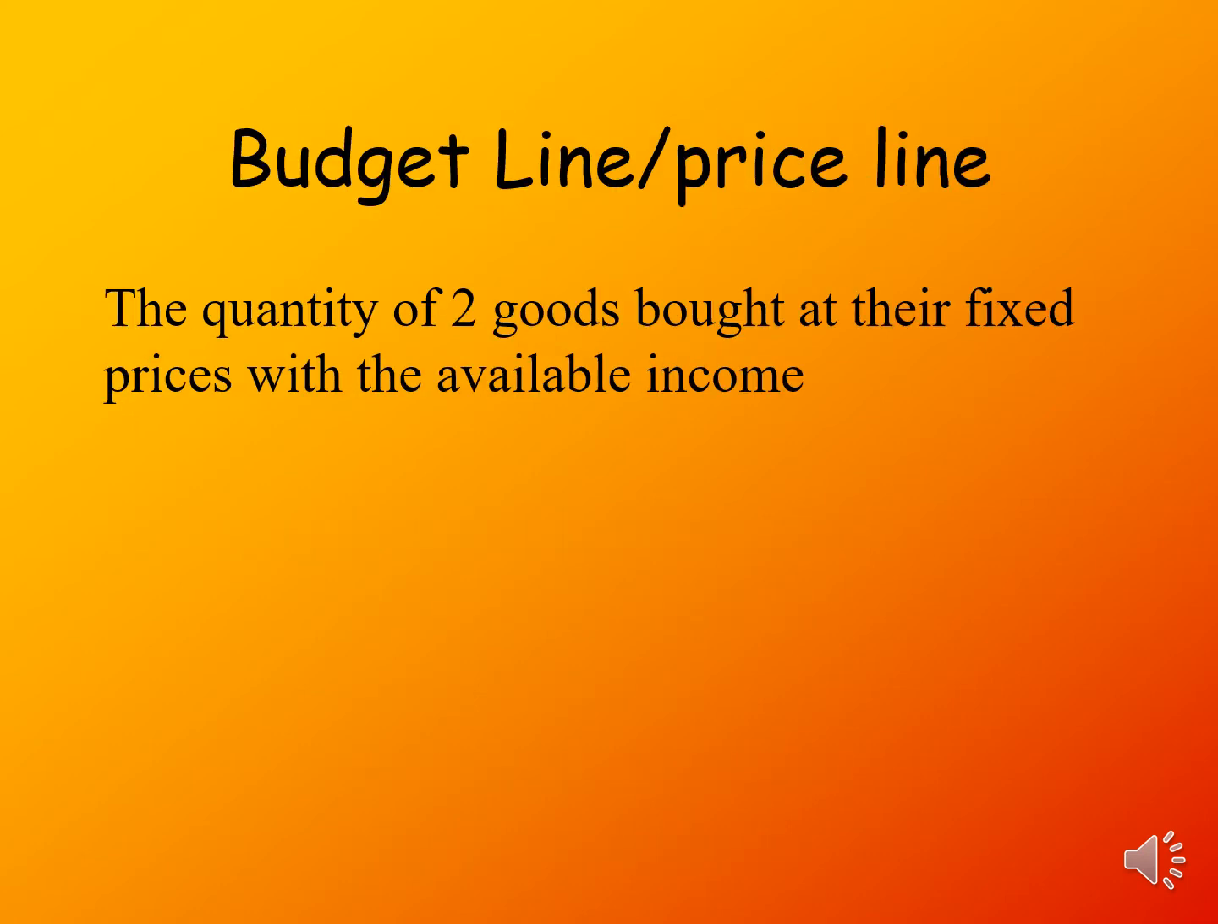For discussing the ordinal theory in detail, first let us see what a budget line or price line is. It is a quantity of two goods bought at their fixed prices with the available income. That is, a combination of two goods which can be bought with the available income of a person, taking into consideration the price of the commodities.